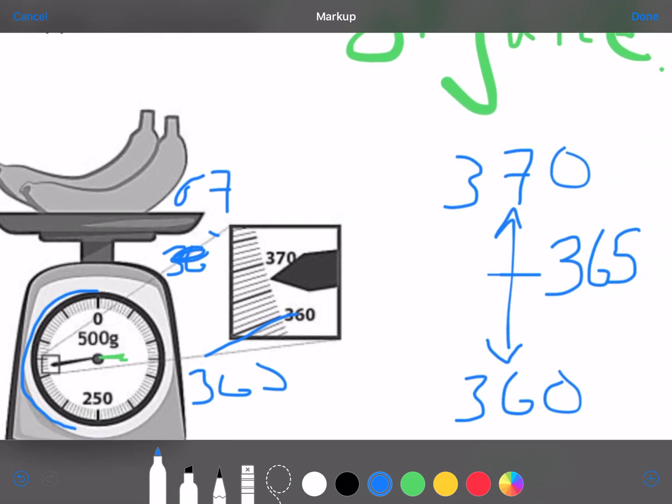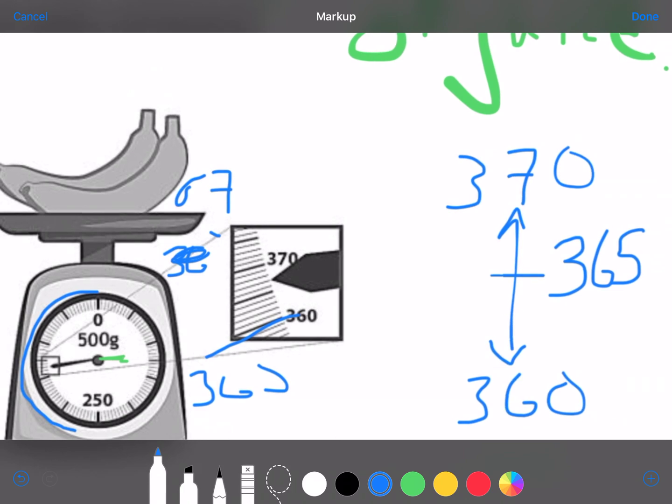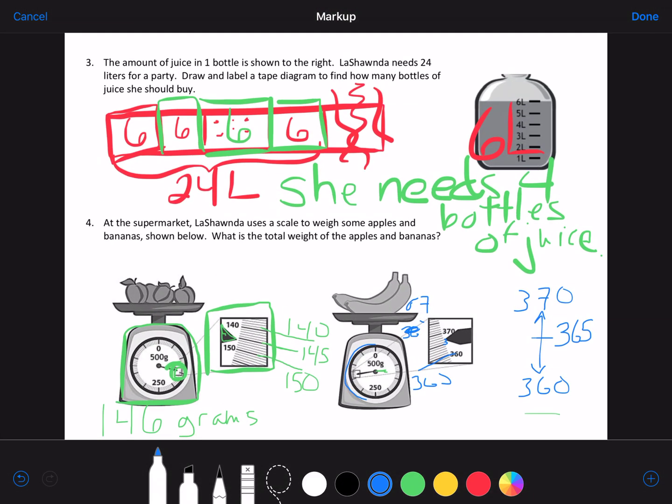But that's not where it's pointing. It's above that. So we would count 365 plus 1 more is 366 plus 2 more is 367. So for this one, we would get 367. But again, it's wrong if you don't write grams next to it. And you can use the abbreviation G, or you can write out the word either way.